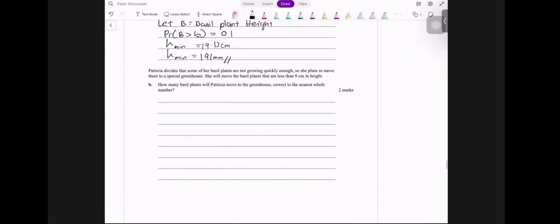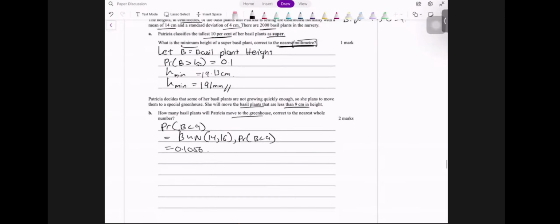Now, they'll move the basil plants if they're less than 9 centimeters. So how many plants will she move? First we need to find the chance of that happening. So the probability for B to be less than 9, I'll write the notation down for normal distribution: 14 is our mean and our variance is 16. The probability of B to be less than 9 should equal 0.1056.